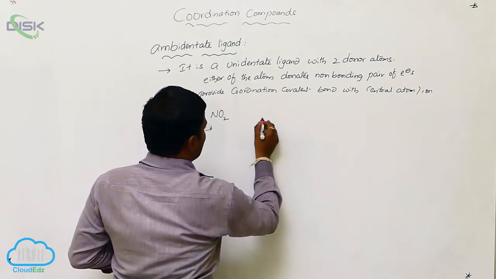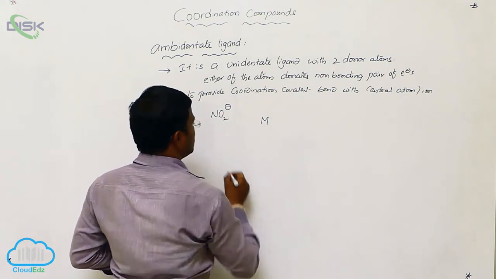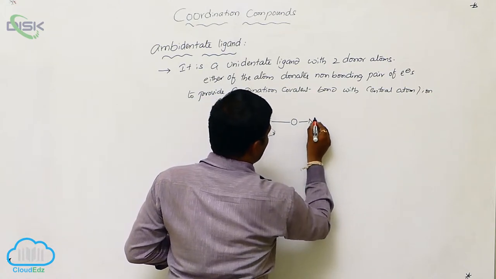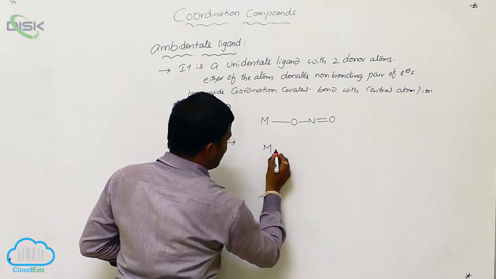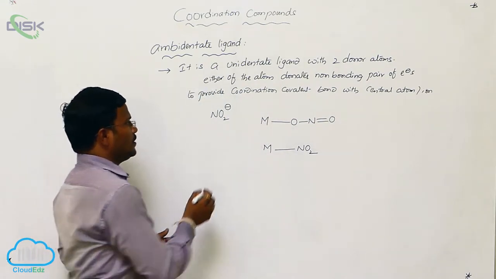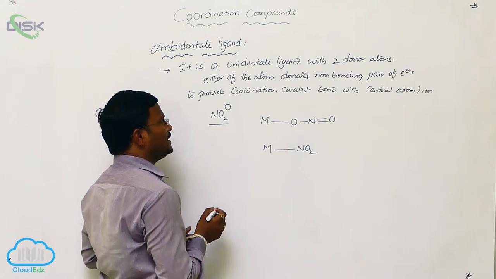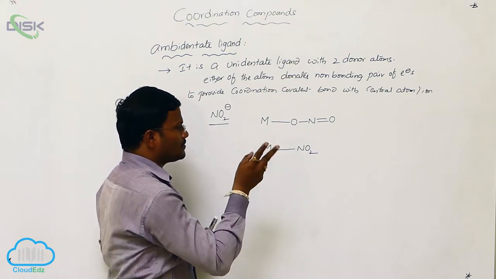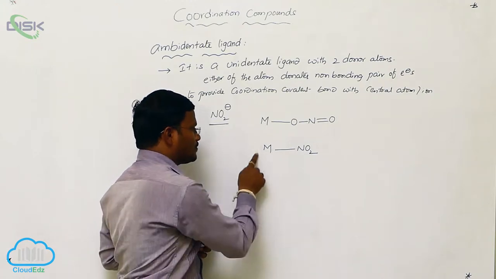So we can consider it as NO2 minus. The metal may be connected with the oxygen atom, or sometimes the same metal may also be connected with the nitrogen atom. Here nitrite is a negatively charged unidentate ligand. In this nitrite, two donor atoms are having the capacity to form a coordination covalent bond with the metal atom, the central atom.